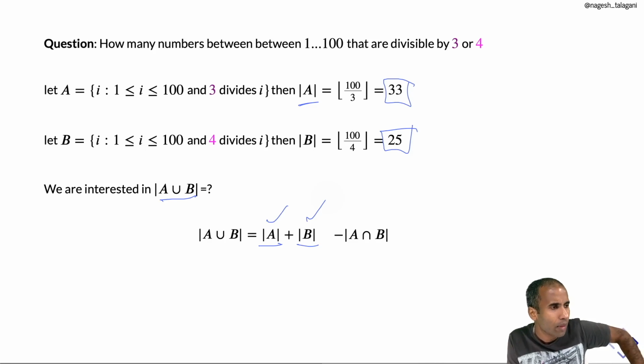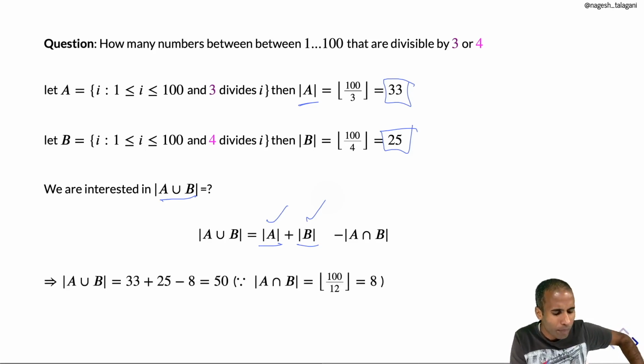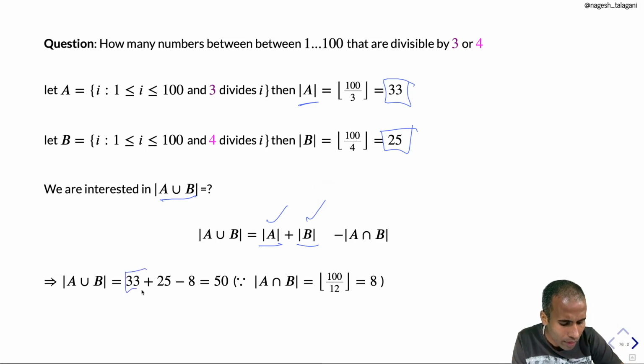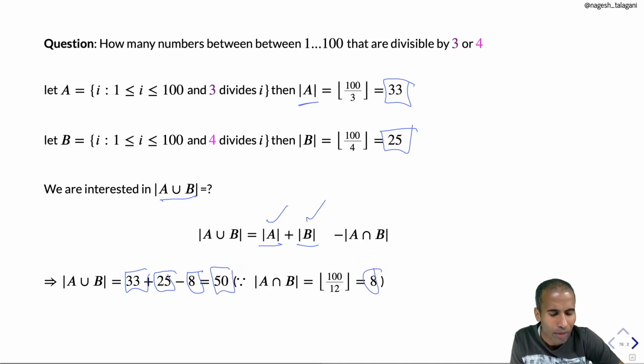So now the number of elements in A union B is going to be 33, which is the number of elements in A, plus 25, which is the number of elements in B, minus 8, which is the number of elements in A intersection B, because the number of elements in A intersection B is going to be floor of 100 by 12, which is 8. Therefore, the answer is going to be 50. There are 50 numbers between 1 to 100 that are divisible by 3 or 4.